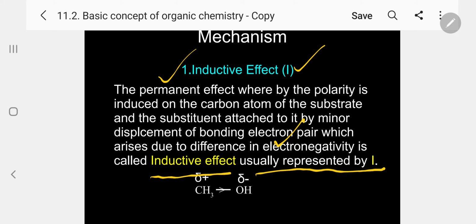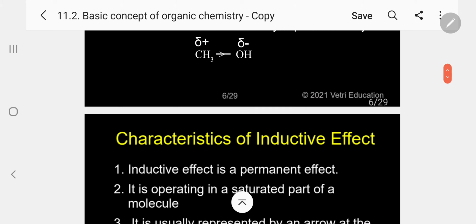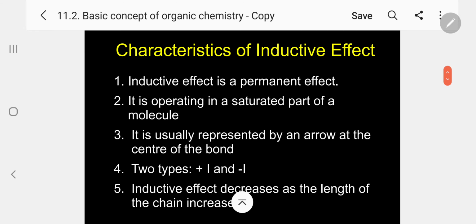Please follow. It is a permanent effect, always operating in a saturated part of the molecule. Normally it is indicated by an arrow at the center of the bond. There are two types, minus I and plus I. In this example, methyl alcohol, CH3 bond OH, the arrow will be like this. That means the more electronegative atom will attract the bond electron towards it. So automatically CH3 is partial positive, OH partial negative. This is called the inductive effect. What are the characteristics I am giving here?